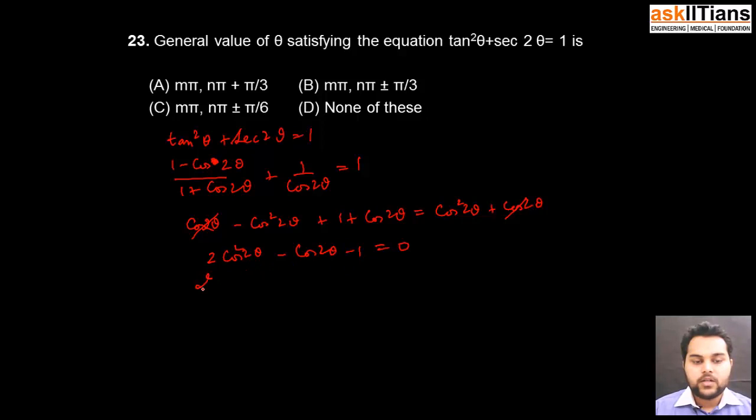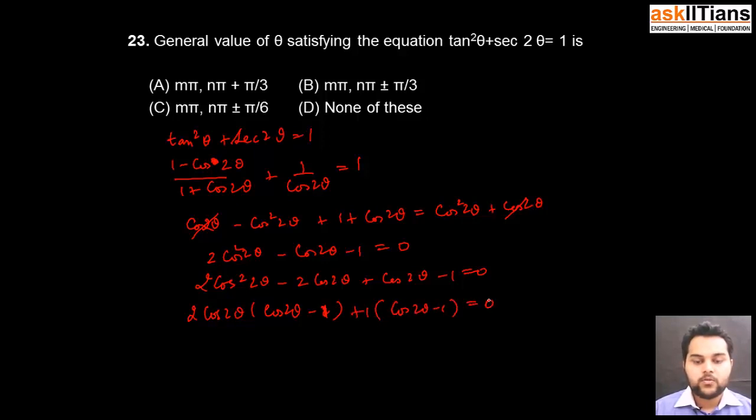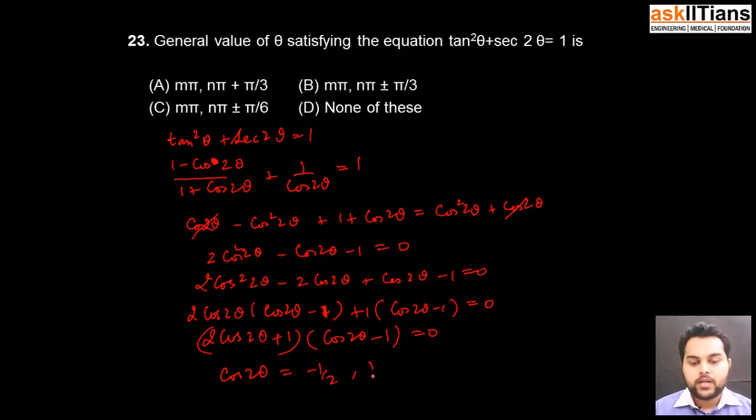It's a quadratic equation again. Factorizing it, 2 cos square 2 theta minus 2 cos 2 theta plus cos 2 theta minus 1 is equal to 0. 2 cos 2 theta taken common, I get cos 2 theta minus 1, and cos 2 theta minus 1 is equal to 0. So the two factors are 2 cos 2 theta plus 1 and cos 2 theta minus 1 is equal to 0. So the two values of cos 2 theta that I obtain are minus 1 by 2 and plus 1.